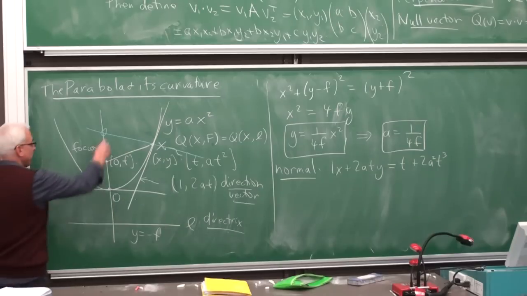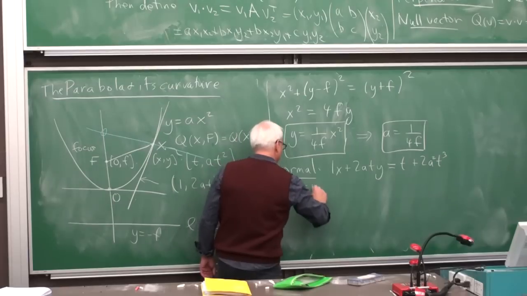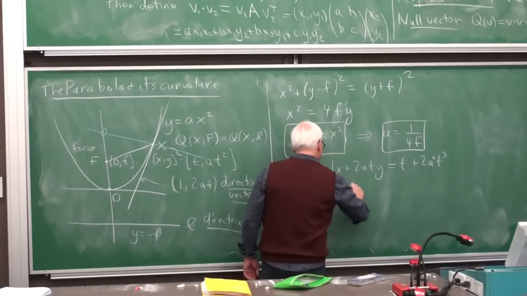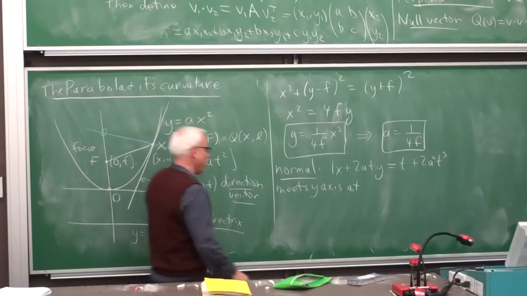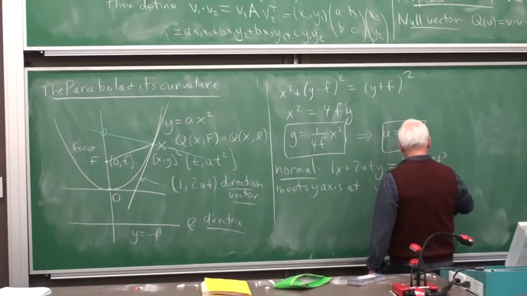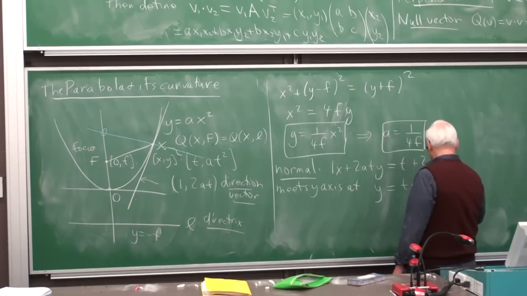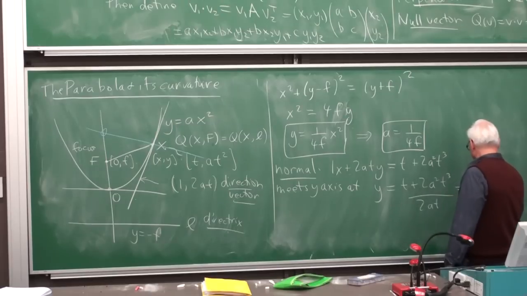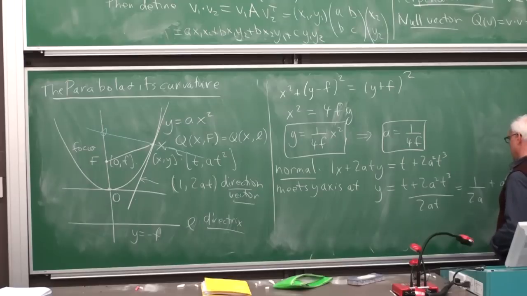Okay, and if I want to look at the place where the normal meets the y-axis, well, I have to set x equal to 0, and I get y equals t plus 2a squared t cubed over 2at, which is the same as 1 over 2a plus a t squared, I suppose.